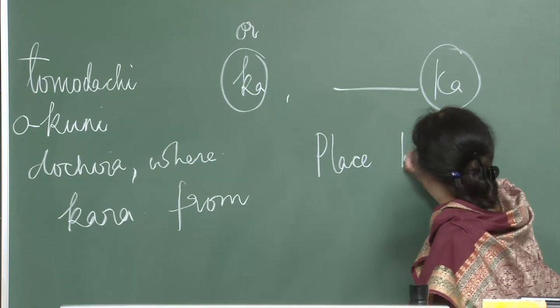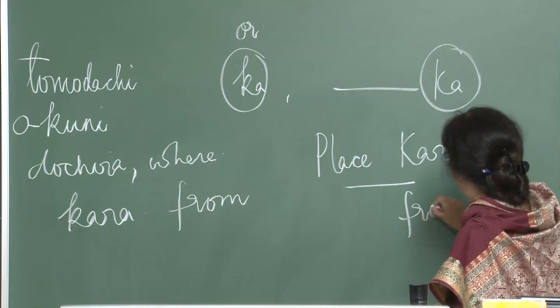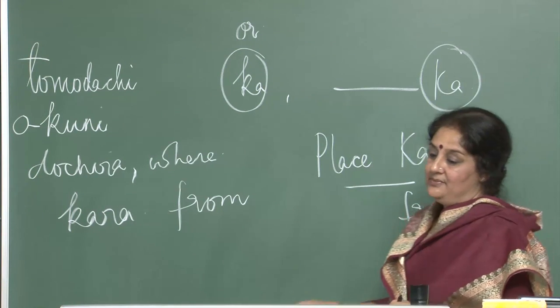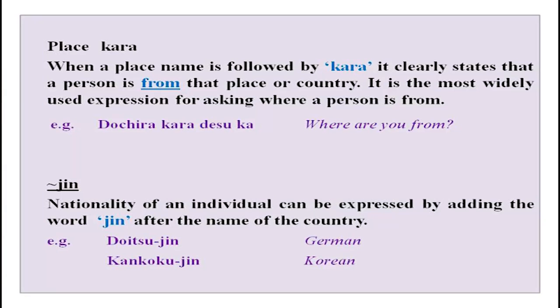Whenever a place name is followed by kara, it states from. Is that all right, please? It's written over here, when a place name is followed by kara, it shows that a person is from that place or country. And it is the most widely used expression for asking where a person is from.